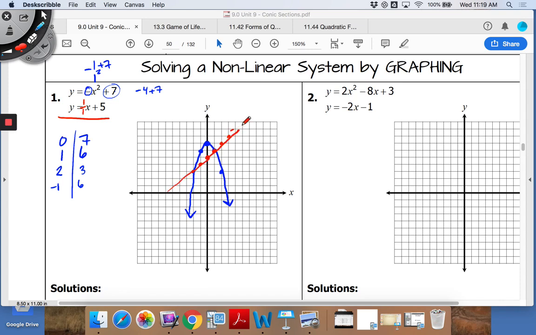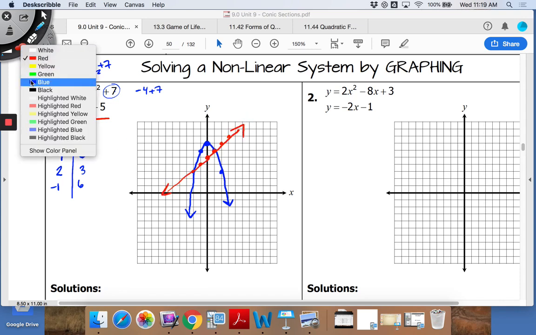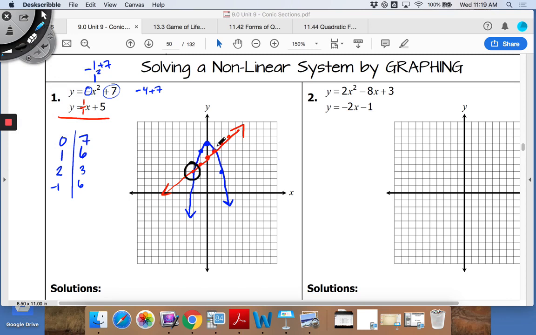And so we're going to notice quickly that it intersects in 2 spots, here and here. So these 2 spots are the solutions. So you would have the ordered pairs (1, 6) and (negative 2, 3). So that's if you're going to graph it by hand.